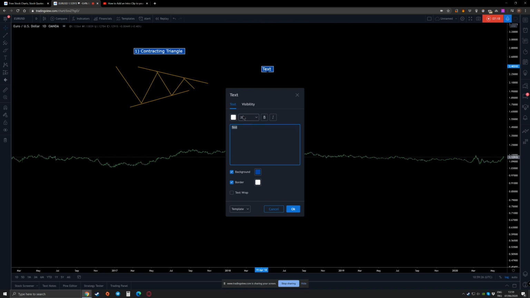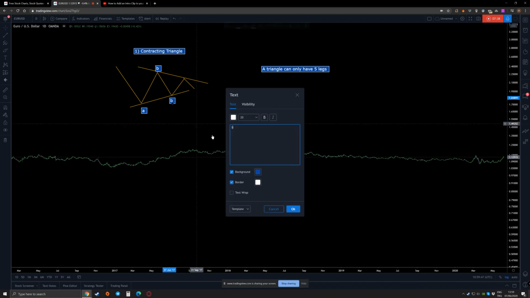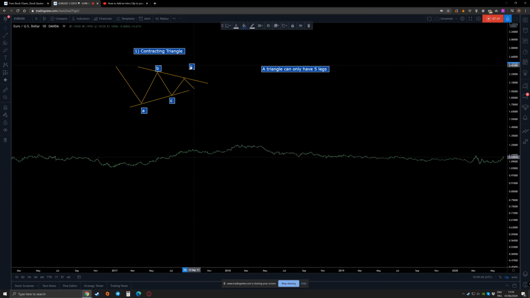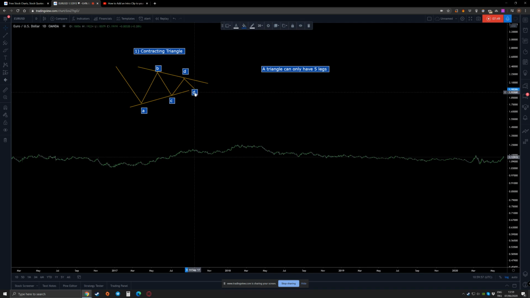Well, a triangle can only have 5 legs. So just like here, you have an A, you have a B, you have a C, you have a D, and we have an E. That's it. We cannot have this F or whatever. This rule is very important.